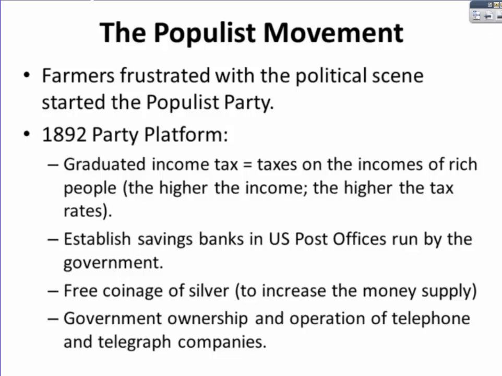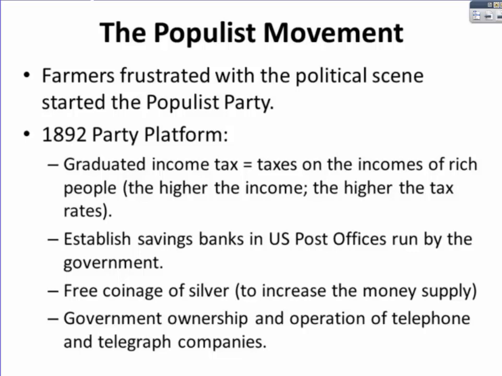The 1892 party platform during the presidential election, in which William Jennings Bryan ran for president, included a graduated income tax, meaning that taxes on the incomes of rich people would be higher than the taxes of people making lesser incomes. So the higher your income got, the higher the tax rate got. Also, to establish saving banks and U.S. post offices run by the government.